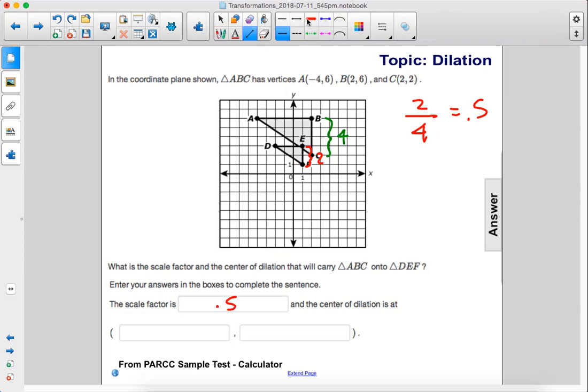Now, to find the center of dilation, we can just draw lines through the vertices. So A through D, like that. We have B through E, and we have this point there through there. So we can see that the center of the dilation was right at the origin, (0, 0).